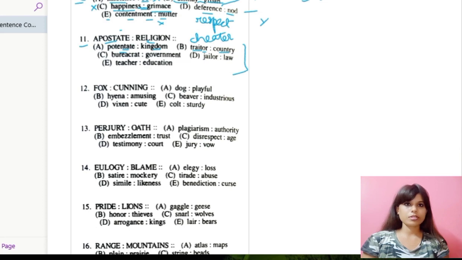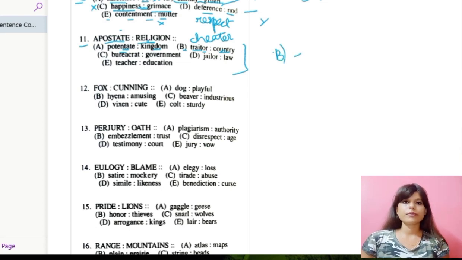So if I put apostate and religion, once again I would like to tell you the meaning of apostate. That apostate is a person, yes, he's a person who basically goes away or leaves his own religion and goes into some other religion. So here also in number B, if we consider traitor and country, traitor is that person who leaves his own country, cheats his own country, and goes over to some other country and becomes a part of some other country. So we can consider number B to be a good option for the question, but we need to check the other options also.